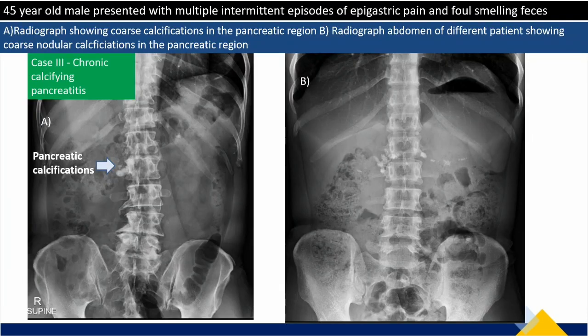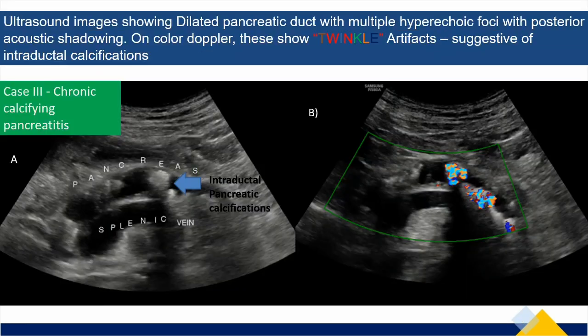Next case, 45-year-old male presented with multiple episodes of abdominal pain. Radiographs of abdomen show multiple foci of coarse calcifications in the upper abdomen. Ultrasound images of the same patient show dilated pancreatic duct with multiple hyperechoic foci with posterior acoustic shadowing. On color Doppler, these show twinkle artifacts suggestive of intraductal calcifications.